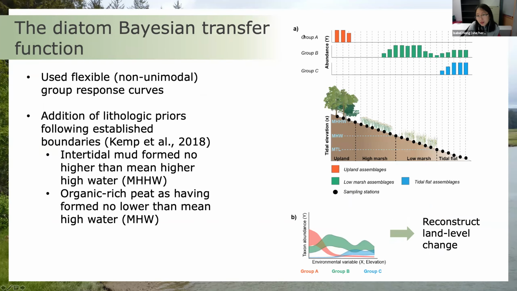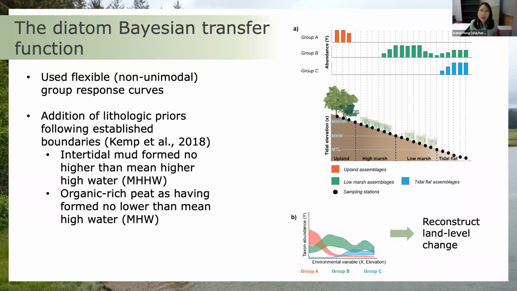By looking at similarities in diatom species abundance and distribution across elevation, we group these diatom species to create what you see here in panel B, the group response curves, and then ultimately use those to inform the transfer function to reconstruct land level change. Doing that required us to pivot a little bit and create a new transfer function. Our new transfer function is this Bayesian method.